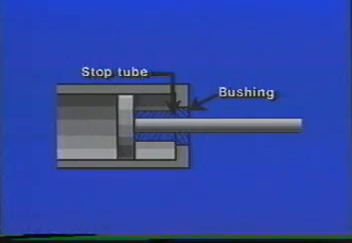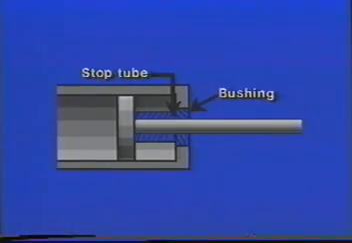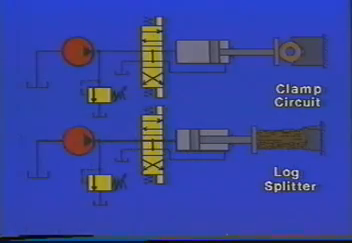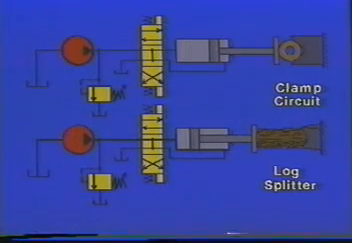Stop tubes are used where long strokes and side loading may cause wear of the rod bushing. They're placed on the cylinder rod next to the piston to increase the minimum distance from the piston to the rod bushing.